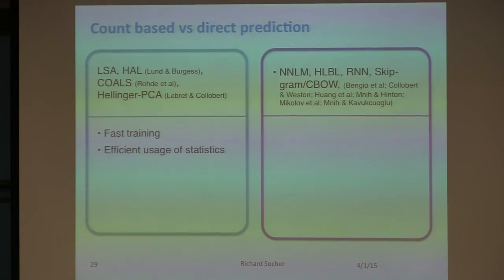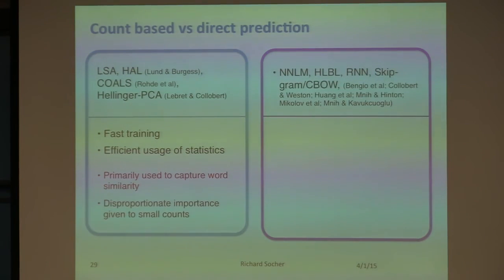So the first set of models has the advantage of pretty fast training if you don't have gigantic matrices, and it actually makes very efficient use of statistics, right? It tries to estimate directly the entire statistics instead of going through one window at a time, hoping to eventually capture the statistics that way. However, it's basically primarily used to capture word similarity. It's not very good at capturing these other kinds of notions of antonyms and different kinds of relationships between words. And it gives a disproportionately large importance to very small counts in SVD.